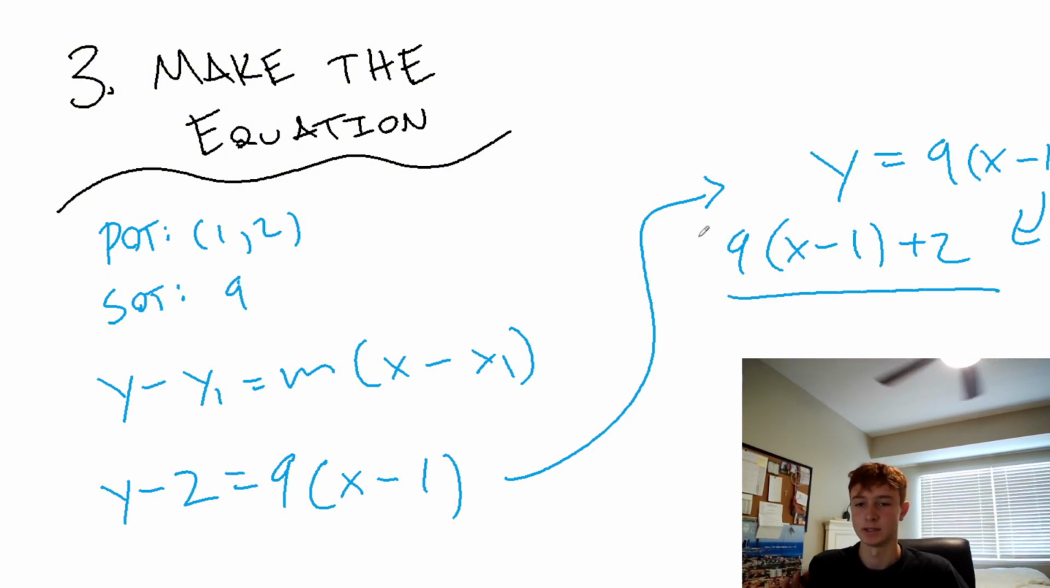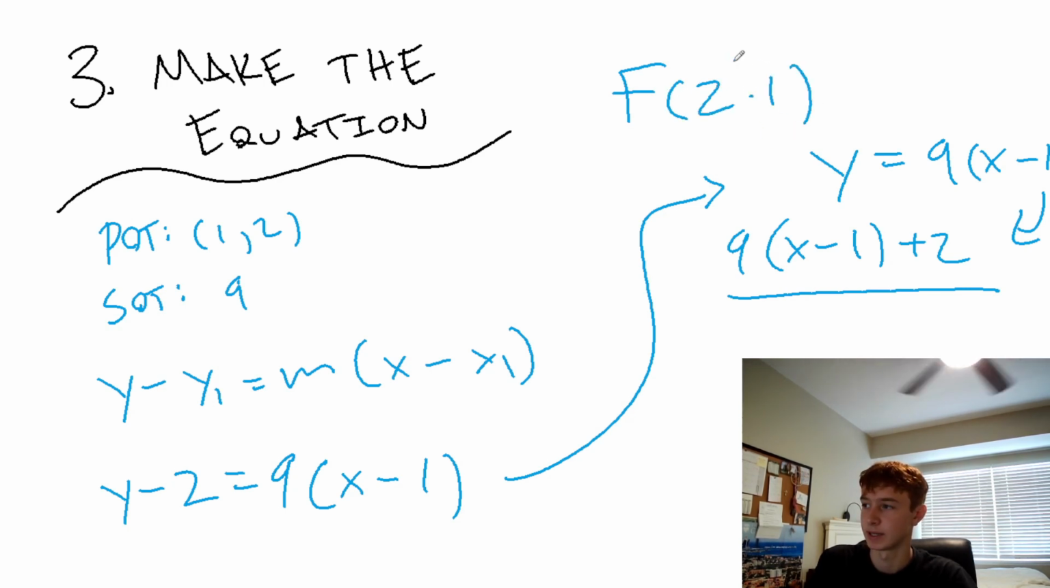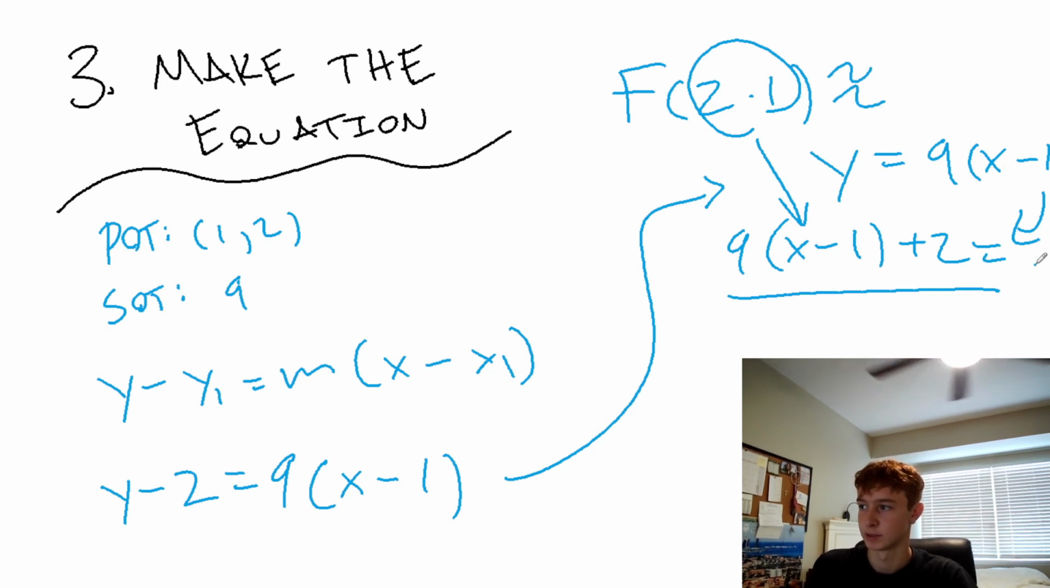And to just touch on this quickly, if you were asked to, for example, approximate the value of f of 2.1 or something like that based on the tangent line equation, all you do is take this value, plug it into the tangent line, and whatever your output is, that's your approximation. So if that equals a value like x, then the approximation would be that same value.